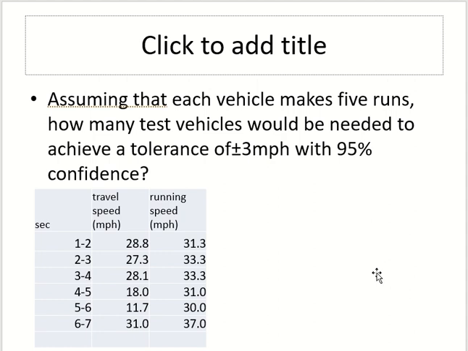This is the test car method where you hire the vehicles and they do the observations for you. Here they are saying that one car is available for 5 runs, 5 observations. So how many cars should be hired? I should know how many samples I need, the total number of observations. Then I know each car will take 5 observations, so I will calculate how many cars I need. Clear?